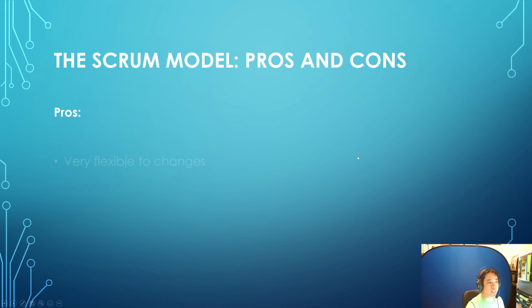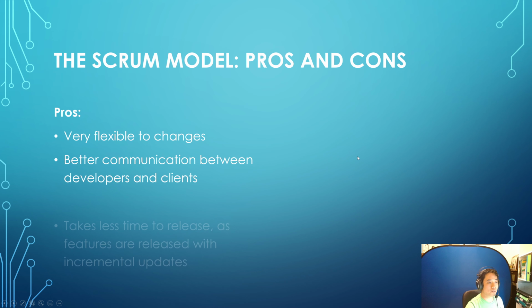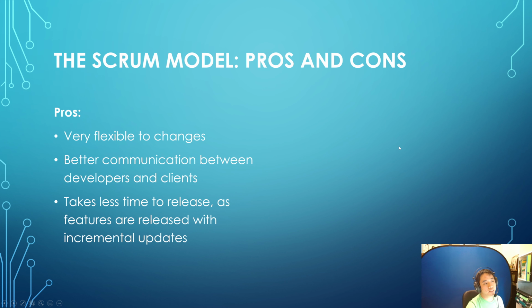So here are some good things about the Scrum model. It's very flexible to changes. That's the goal of the model itself, because it's agile. Agile is a philosophy. You can look up what that is. It provides better communication between developers and clients. So now the clients can get involved with the project. That's what they really want to do, because they are the ones that know best regarding the requirements.